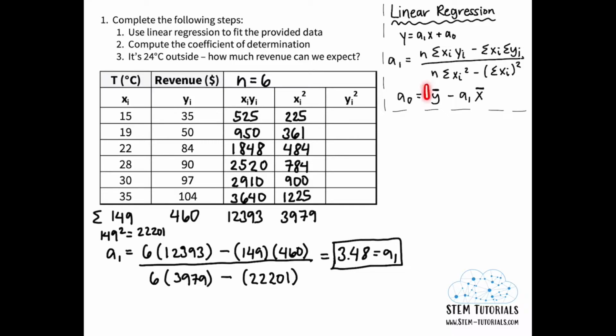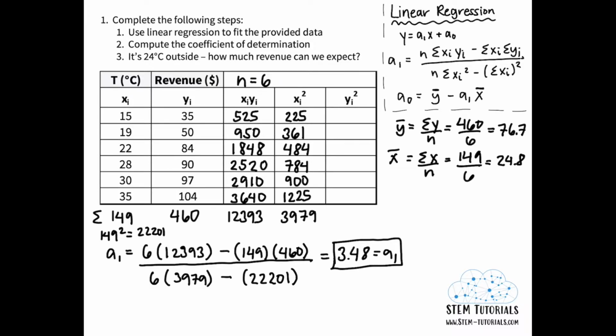So for our y-intercept, we need to know the mean of our y data points and the mean for our x data points. So we'll look at the mean of our y data. It's just simply the sum of our y data divided by our number of data points, which equals 460 divided by 6, which will give us an answer of 76.7. Doing the same for our x data over here, we know the sum equals 149 divided by 6, which gives us an answer of 24.8.